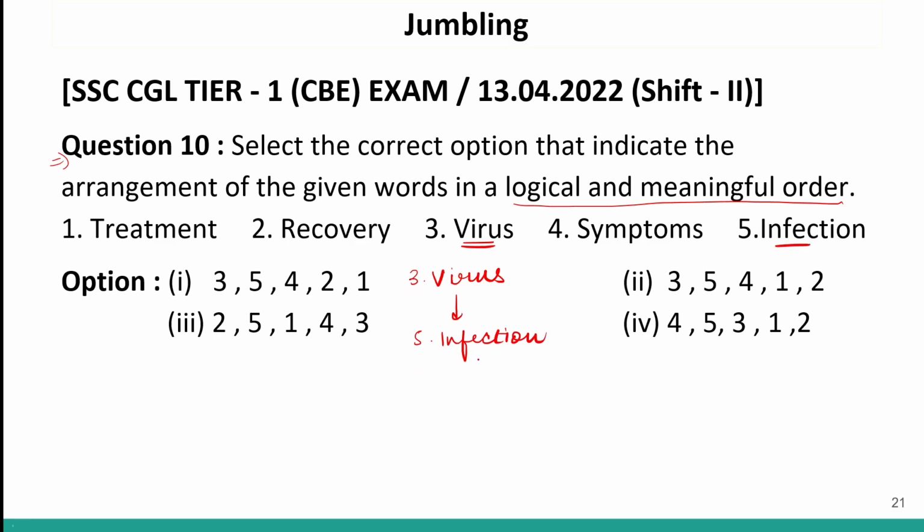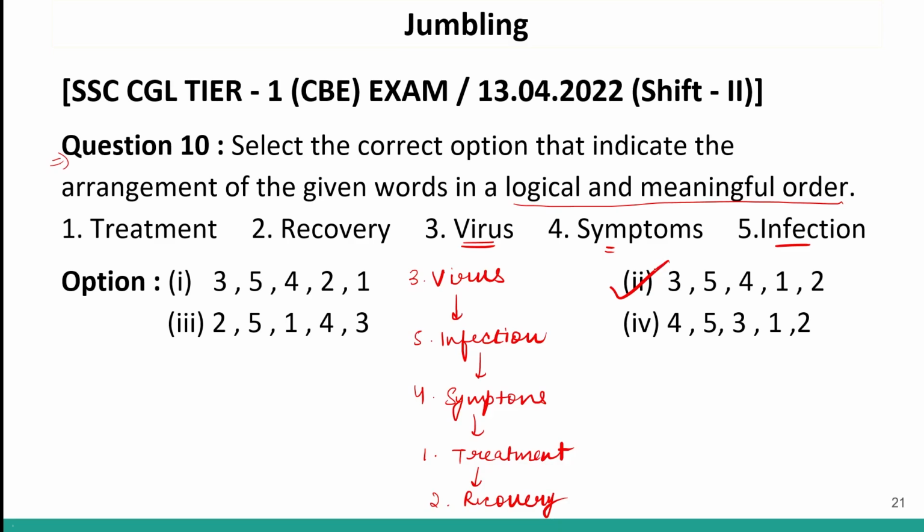When you have an infection, you will start showing its symptoms. Let's say you get some virus, you get common cold, then in that case, you will show symptoms of fever, of coughing, right? When you show symptoms, you take a treatment, you'll go to your doctor and you'll ask for medicines, right? So you'll take a treatment. And after you have taken your treatment, you will be on the road to recovery. Correct? So the logical sequence is 3, 5, 4, 1, 2, which is given in option number 2.